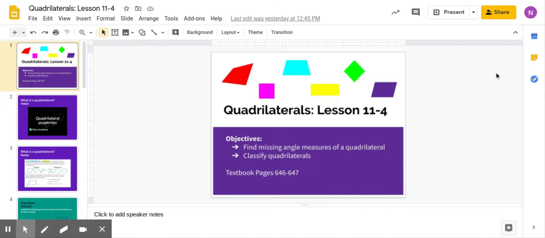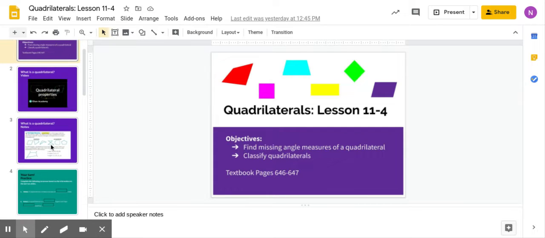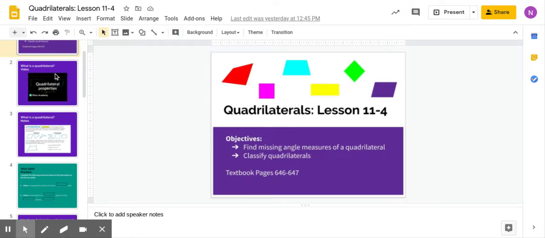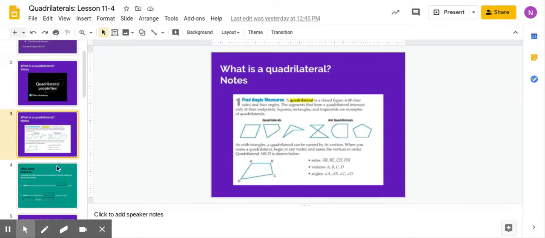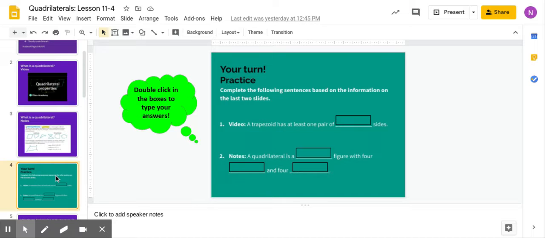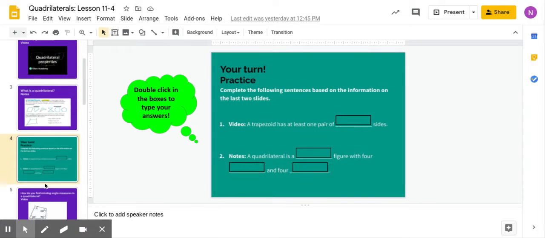I would just like to clarify some things about this lesson today. So, I just want to go through a couple of the slides. You're supposed to be watching the video, reading the notes, and then you'll see the slide color changes, and it's your turn to complete some sort of assignment based on that. All right, the answers to these sentences are in the video and on the slides on the notes. So you should find those there.